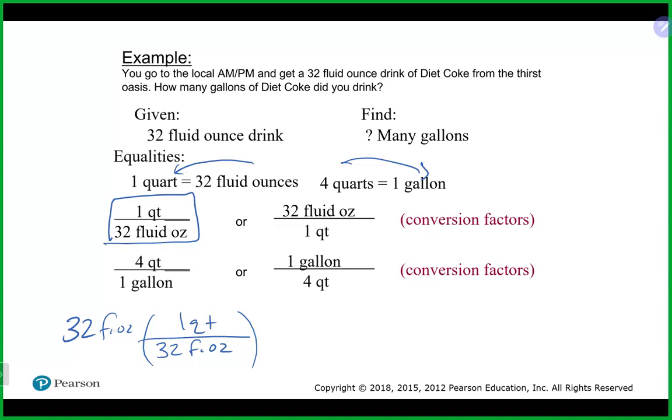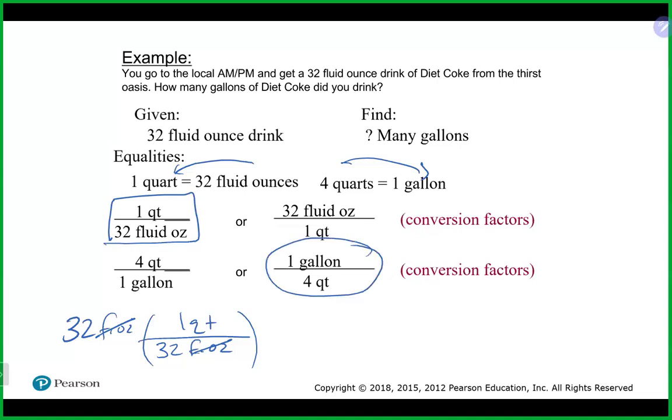Again, setting it up like this, fluid ounces on top and bottom would essentially cancel. And if we stop the calculation right at this point, we're in units of quarts. And again, we could clearly see at this point that the quarts are up on top. So that makes the next part of the calculation pretty easy. It just needs to go now on the bottom, right, to get rid of them. And that would make our choice of conversion factor pretty easy.